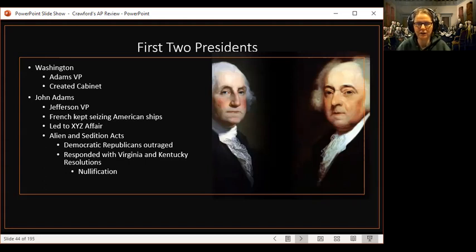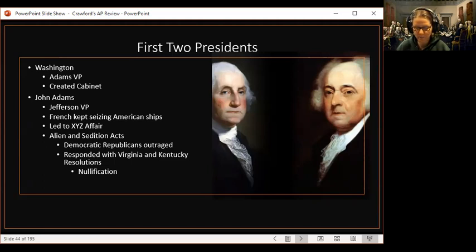So let's take a look, quickly, at our first two presidents. We have 4 cabinet positions that are created from the very beginning. We have state, war, treasury, and justice. Those are the very first that are created. And some of the things happen very quickly under Washington and under Adams. When Washington becomes president, he makes Adams his vice president, and Washington is the one who institutes and creates this cabinet, okay?